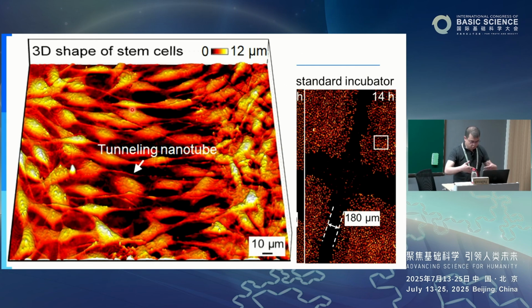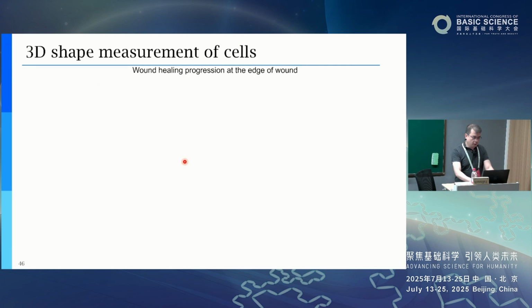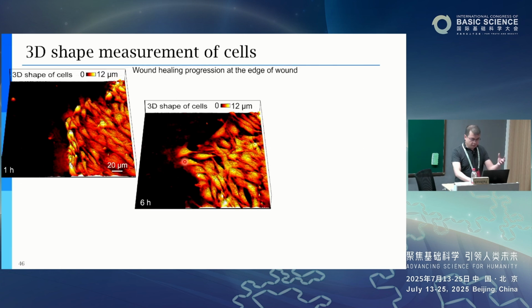And you can also have the 3D measurement of the cells based on the recovered phase images. You can see this nano structure called tunneling nanotube for these stem cells. So we can also perform wound healing. You can monitor the wound healing progression within the incubator.